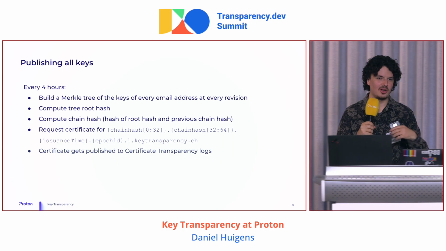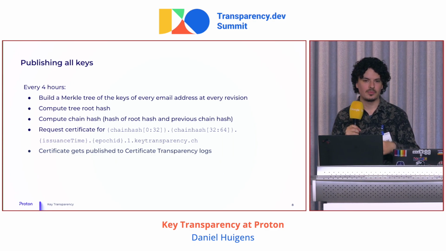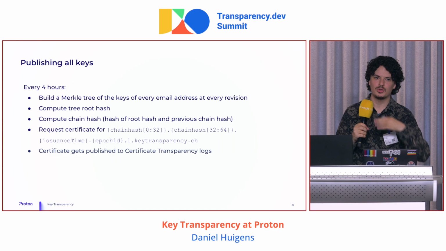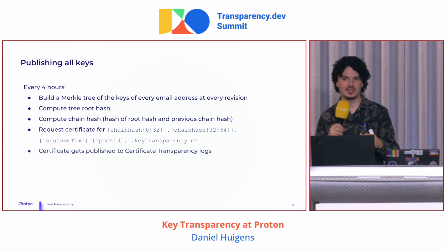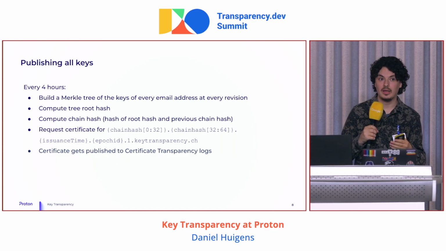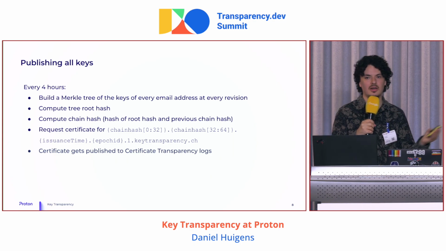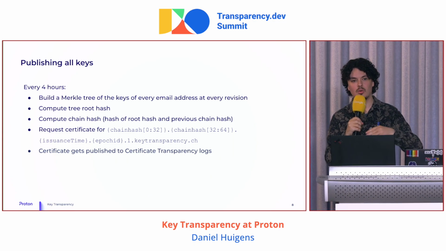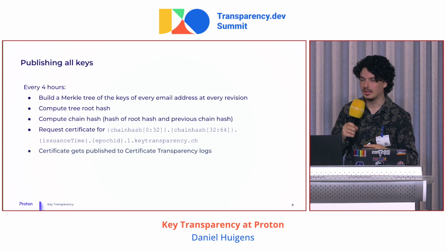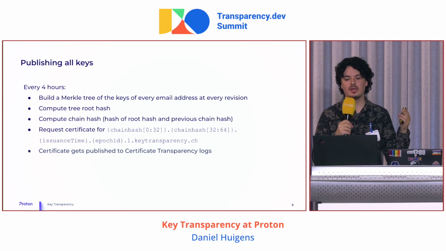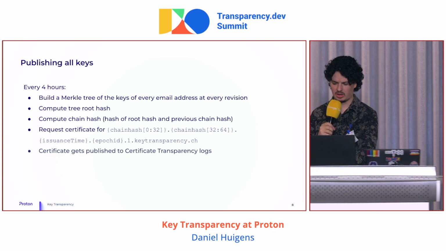Of course, we've already had quite some interesting discussion at this summit about the use of certificate transparency to bootstrap our trust, and probably there are better things we could do in the future, but for now the way that we bootstrap our trust in key transparency is by piggybacking on certificate transparency. So basically, the certificate with the chain hash gets published in certificate transparency logs, and auditors can go and check that we've only published one chain hash for a given epoch.